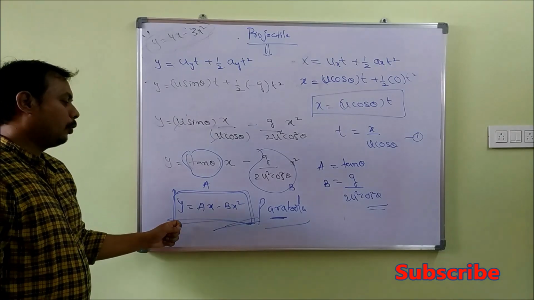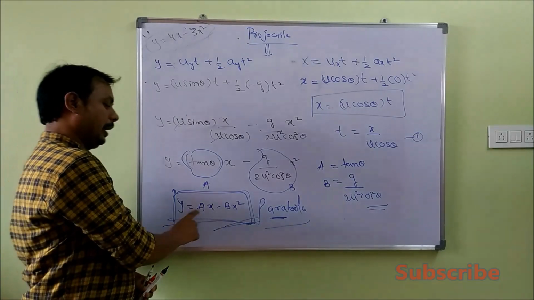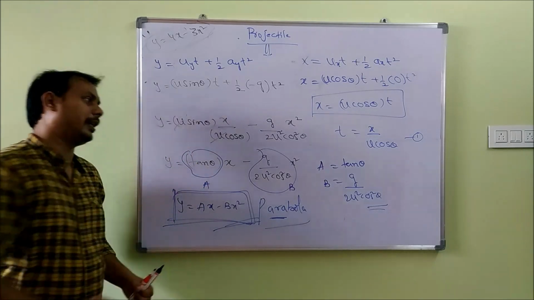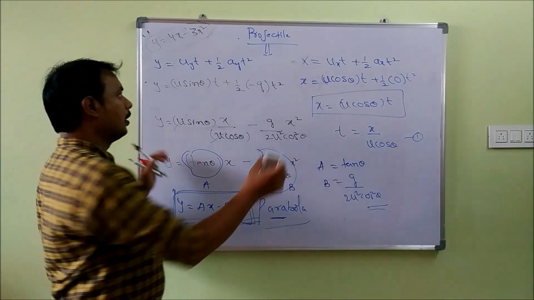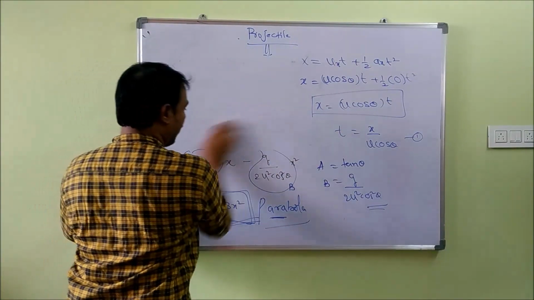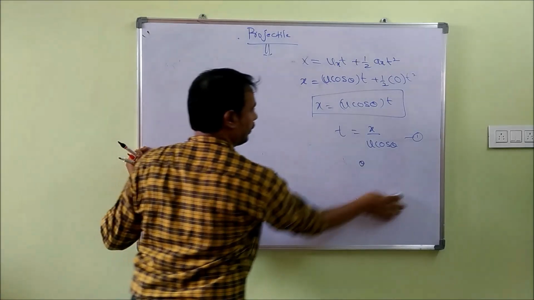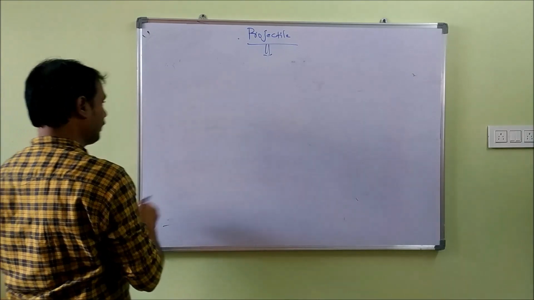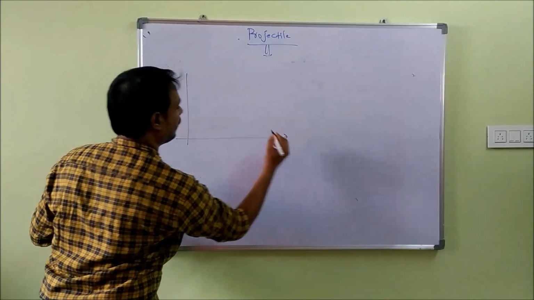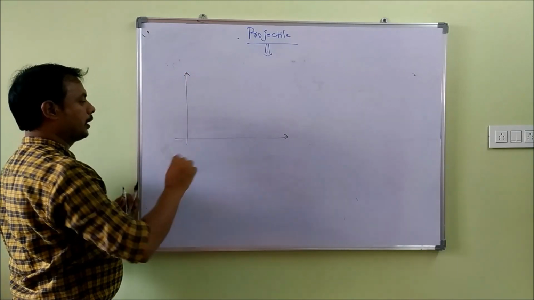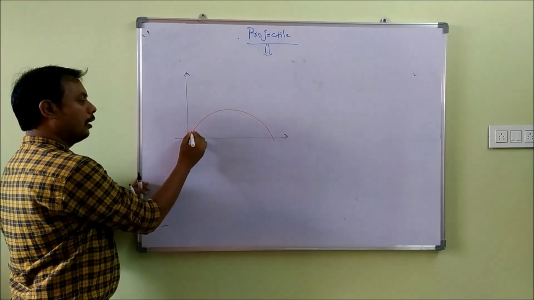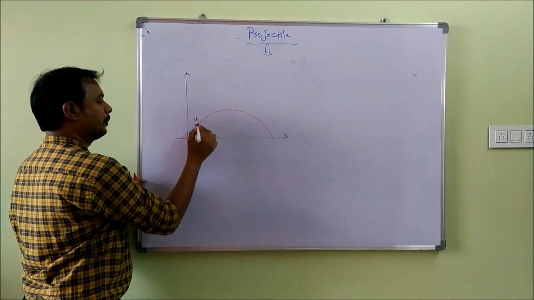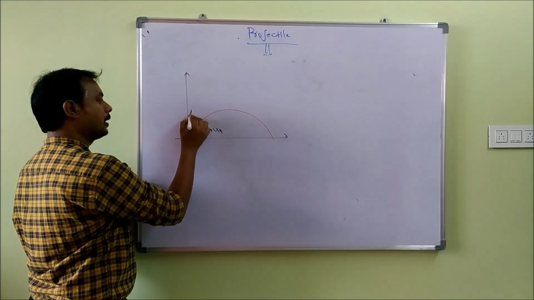So this is the parabola equation, y equals ax minus bx square. Now I am calculating the maximum height, range, and time of flight. Okay, so this is projectile motion. The body is projected up like this. The angle of projection is theta, and u is the initial velocity, resolving into two components.